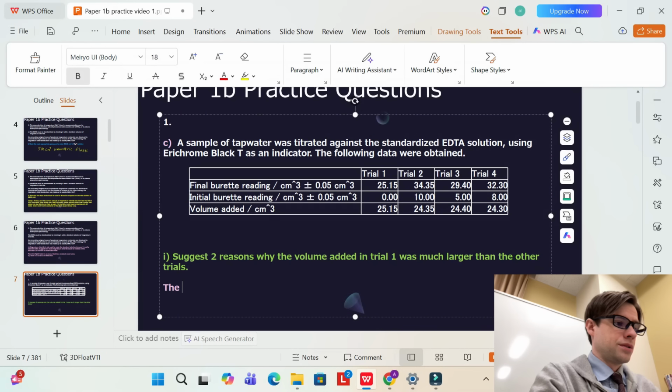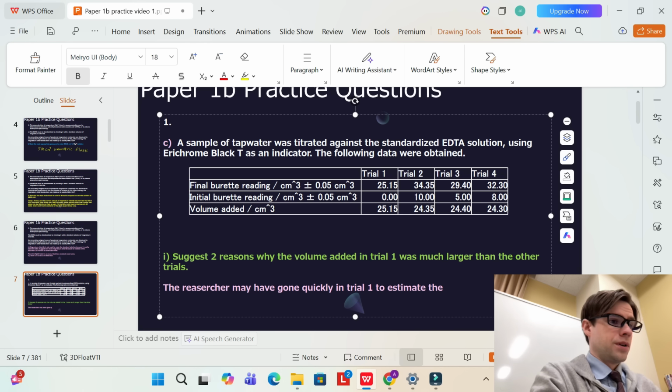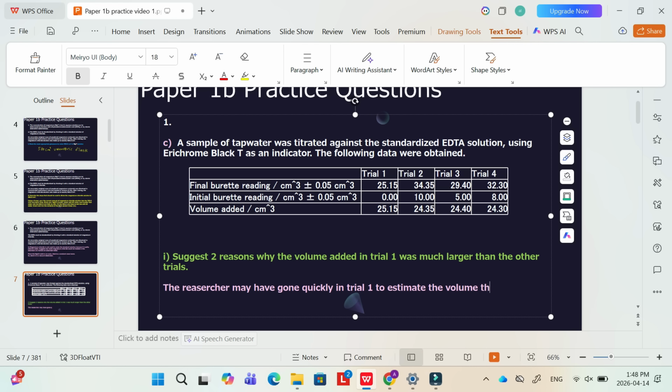So the researcher or the student may have gone quickly in trial 1 to estimate the volume that will be needed. So they maybe didn't even intend to use trial 1 as real data. Just for the purpose of speed, they do trial 1 quickly to see that it's around 25. Then next time they'll go quickly to 20 or 22 and then start going slowly.